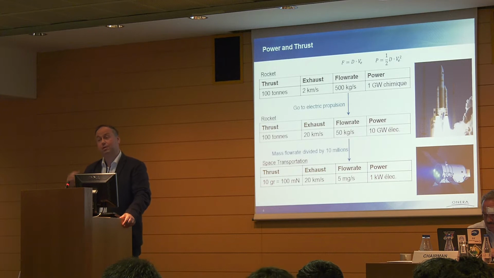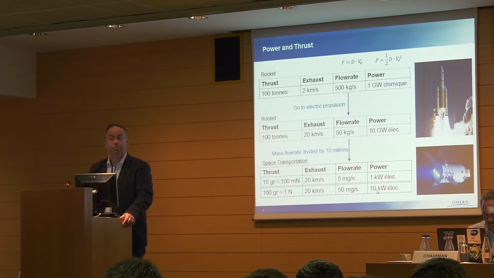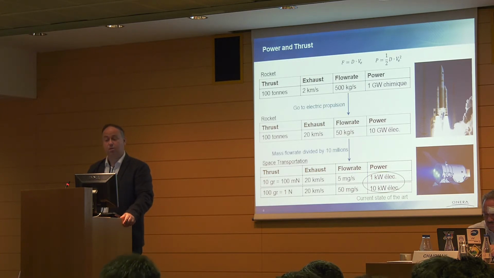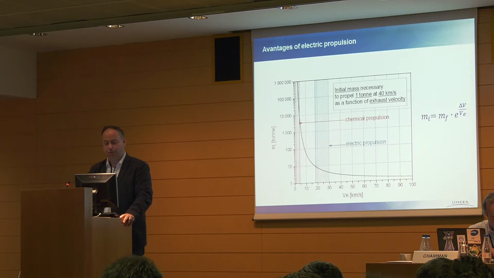Fortunately, when you are in space with satellites, you don't have to fight against gravity, so you don't care about having a small thrust, and therefore that can work. So here we go to a 10 gram thrust, that's 1 kilowatt of electricity, or a 100 gram thrust, about 1 newton, and then you get 10 to 20 kilowatts of electricity. That's about the current state of the art for electric propulsion. So for now, and probably the next couple hundred years, we're not going to fly a rocket with electric propulsion from the ground.